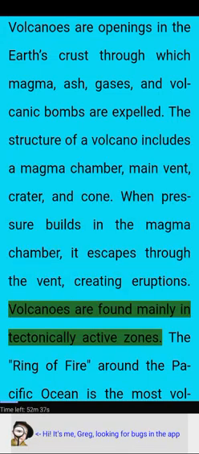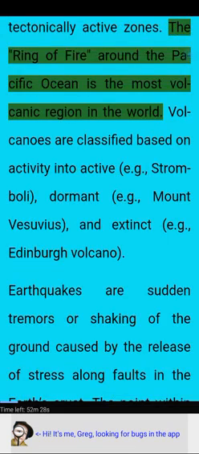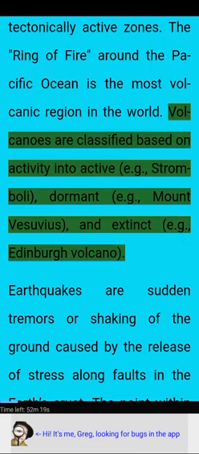Volcanoes are found mainly in tectonically active zones. The Ring of Fire around the Pacific Ocean is the most volcanic region in the world. Volcanoes are classified based on activity into active, e.g., Stromboli, dormant, e.g., Mount Vesuvius, and extinct, e.g., Edinburgh volcano.